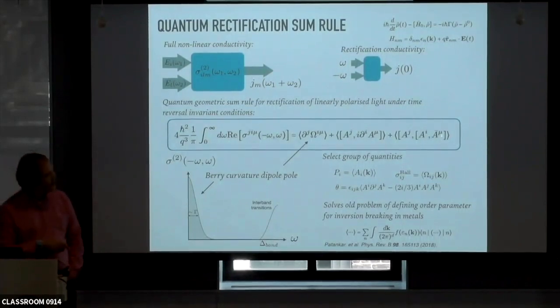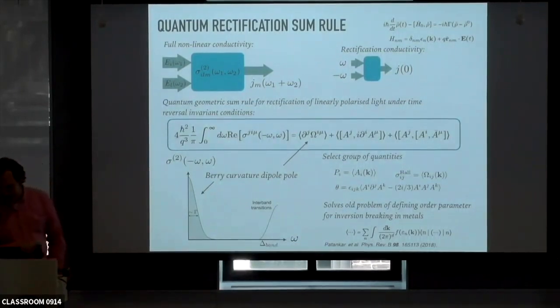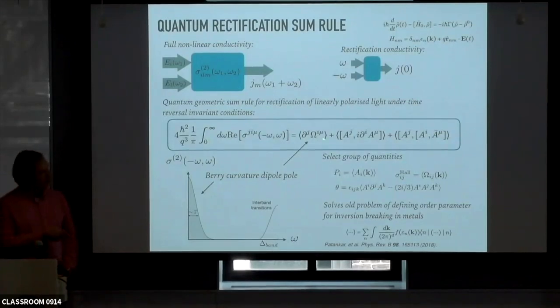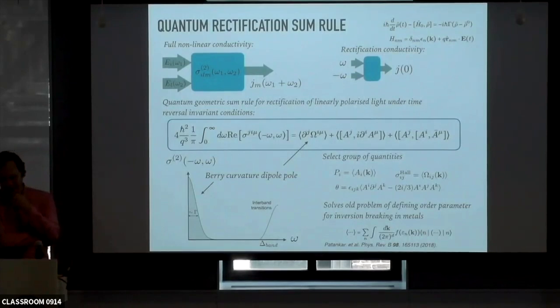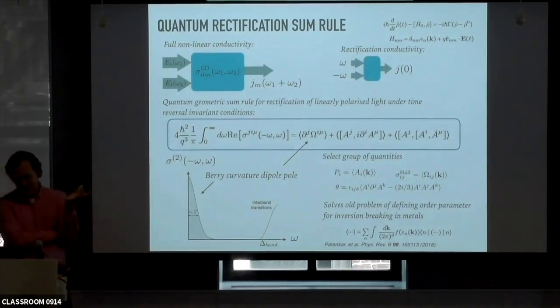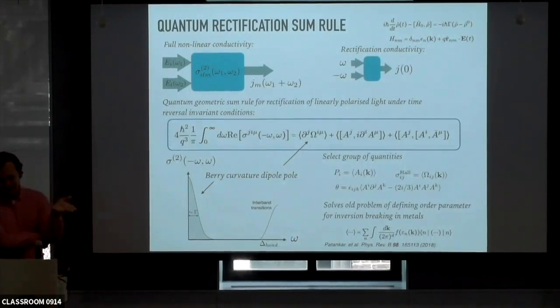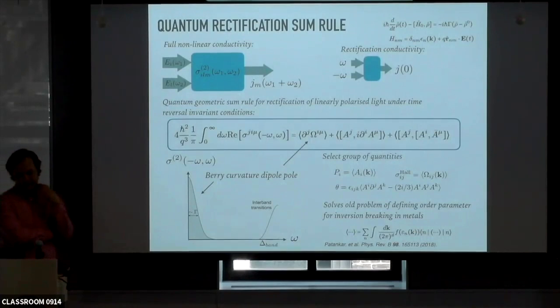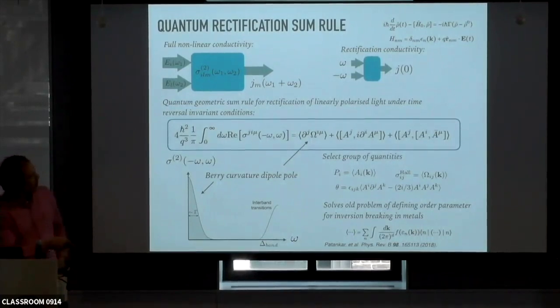Here, A bar is the off-diagonal, non-abelian Berry connection, and A is just the usual Berry connection. So it's quite a remarkable sum rule. The only condition is time reversal symmetry. So the material needs to be time reversal symmetric, and it's strictly true in the clean limit. Okay? So let me explain where the terms come from.